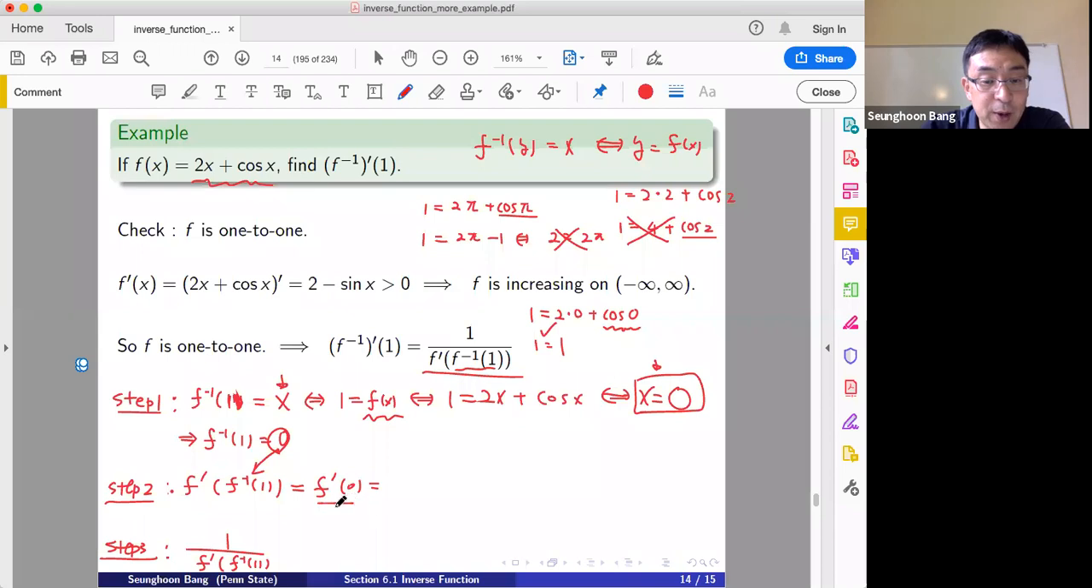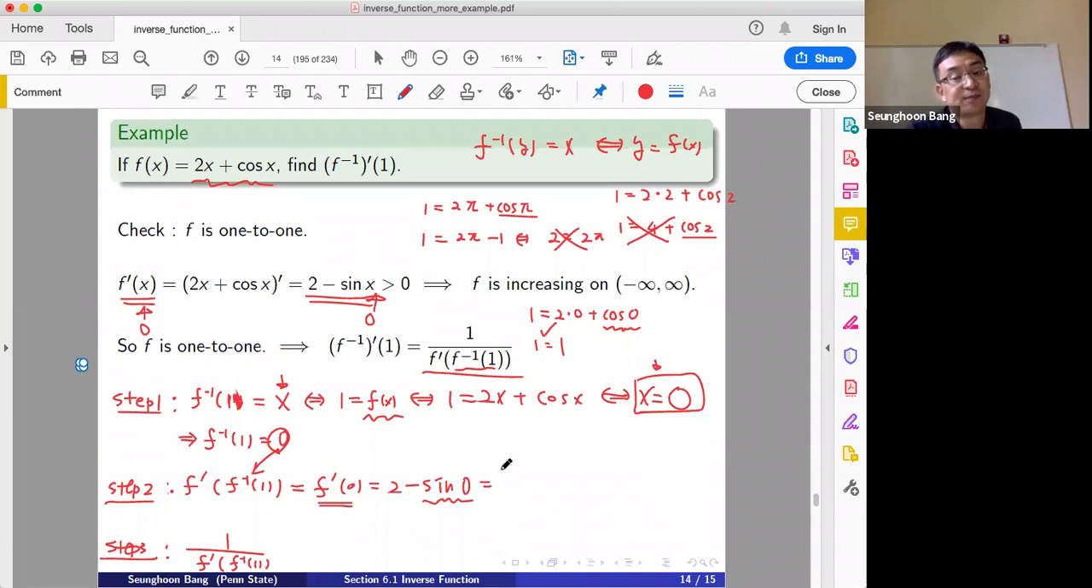How can you find f prime of 0? We already have f prime of x. Here, you can plug 0 into x: 2 minus sine of 0. Do you know sine of 0? Could you write your answer on the chatting board? What is sine of 0? Sine of 0 is, yep, 0. 2 minus 0 is only 2.